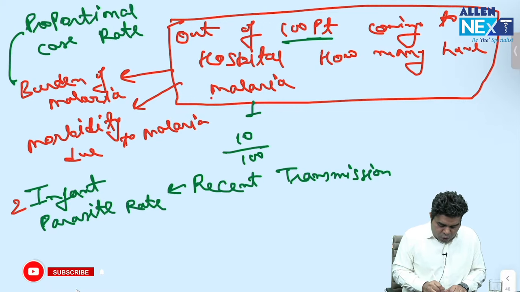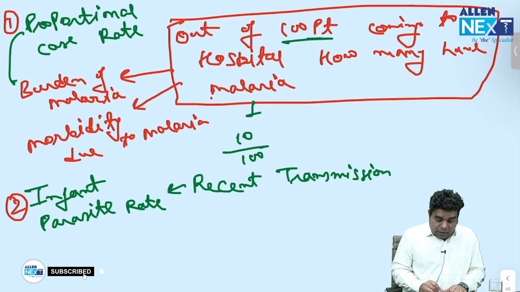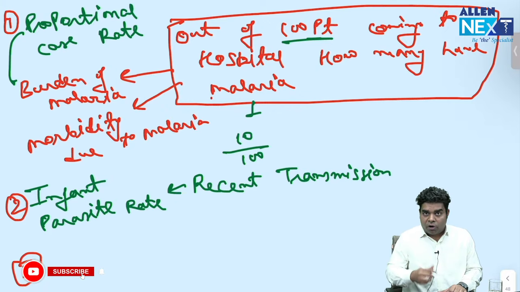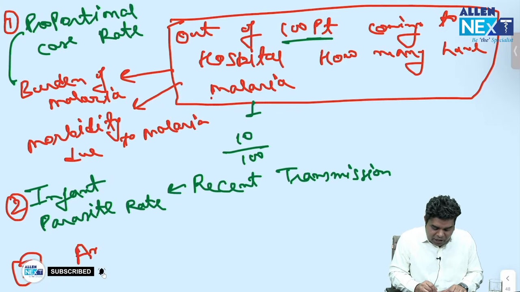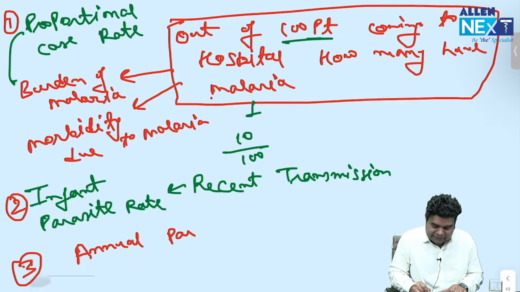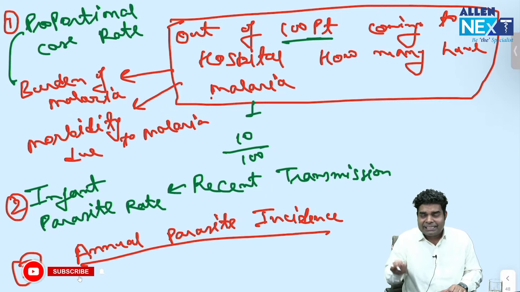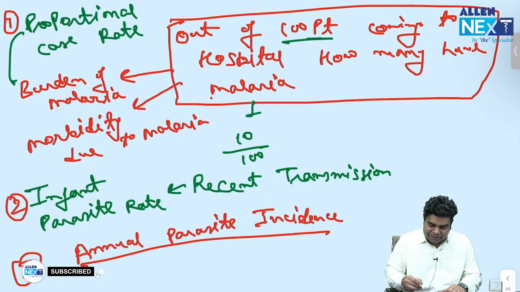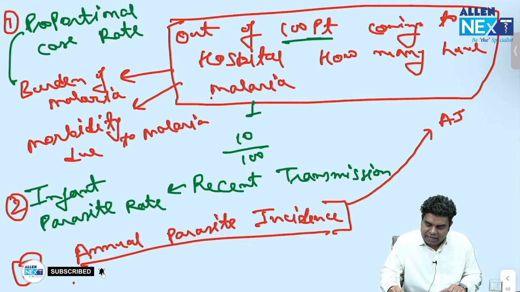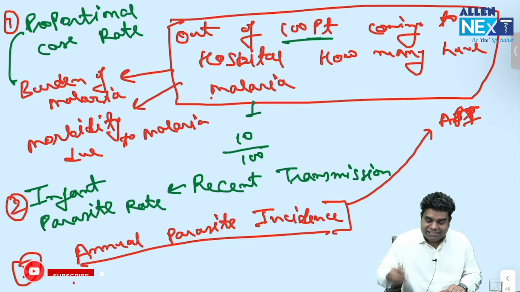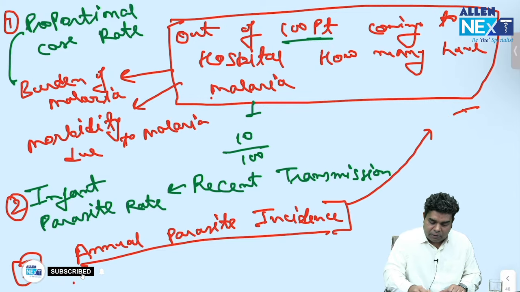So that is known as the impact of malaria program, whether it is decreasing or not. And that is detected by annual parasite incidence. Annual parasite incidence. So simple to remember. It will detect the incidence, and I also stands for impact. So API will tell impact, whether the malaria program is decreasing cases or not.